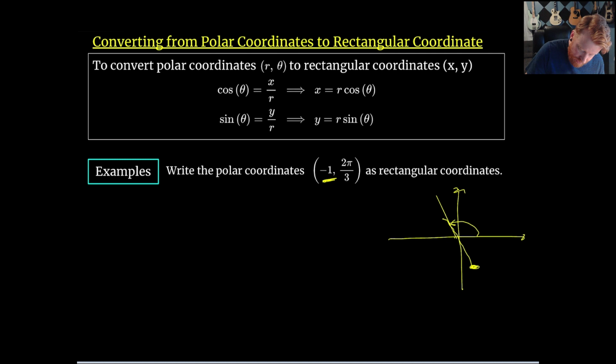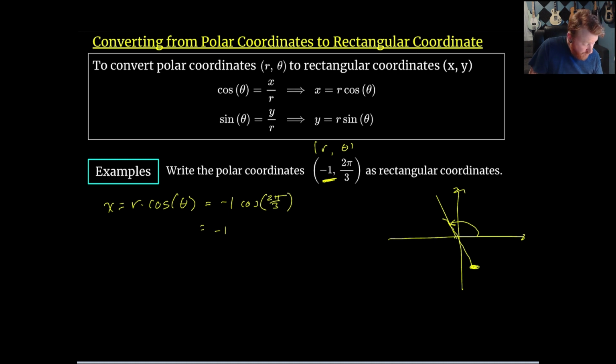So again, this is the point r, theta. We've got these relationships above here. We know that x is going to be r times the cosine of theta. So that's going to give us -1 times the cosine of 2 pi over 3. And the cosine of 2 pi over 3 is -1/2. So here we are getting x to be positive 1/2. So there's our x value.